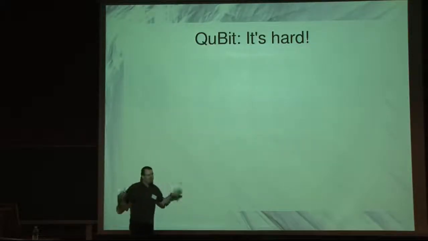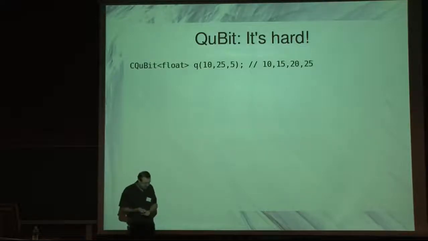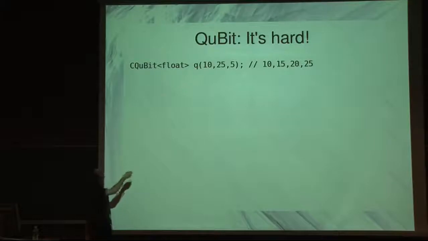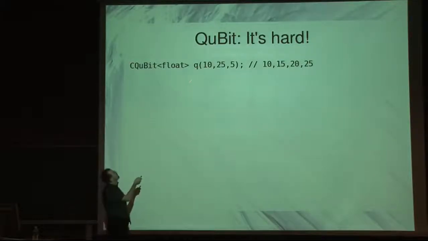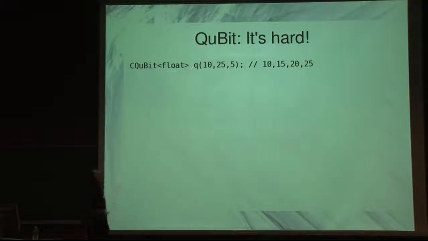So, a practical example and some code. This makes things much more real. So, we'll create a qubit. You'll see it's a C++ thing, but don't let that scare you. We'll create a qubit with all the values between 10 and 25 in 5 increments. That's those values there. Q now contains all of these values at the same time.